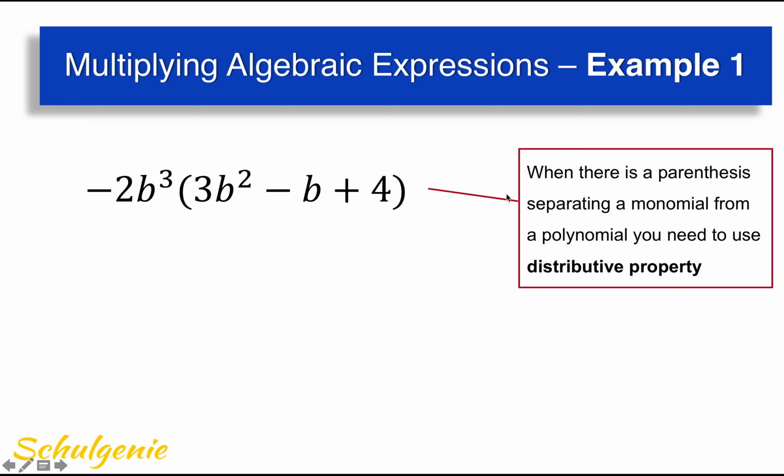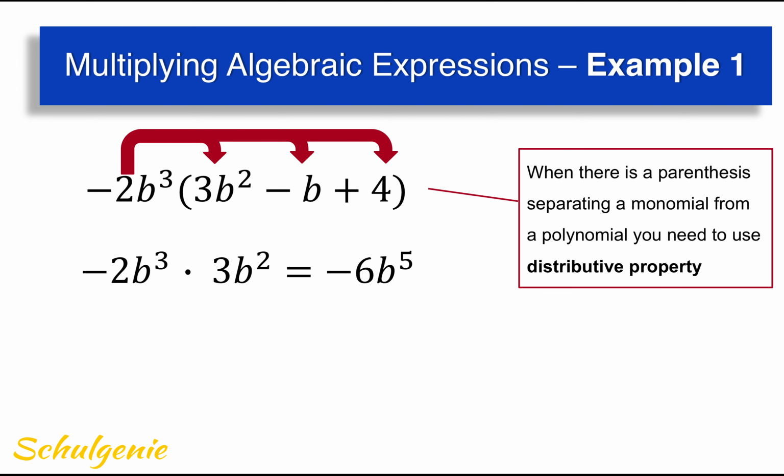So in this case, we're going to multiply negative 2b cubed times 3b squared, negative 2b cubed times negative b, negative 2b cubed times 4, and that is how we are going to get the answer. So first, negative 2b cubed times the first term, which is 3b squared, we get negative 6b to the power of 5. We get the negative 6 by multiplying negative 2 and 3, and the answer is negative 6. And then we get the b to the power of 5 by adding the powers in the variables, because when you are multiplying terms, you're going to add the powers when it comes to the variables.